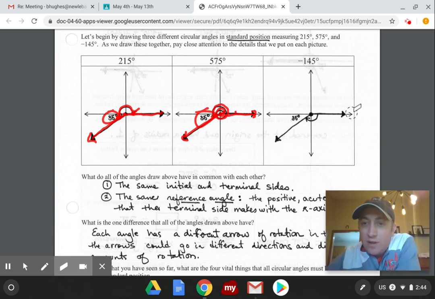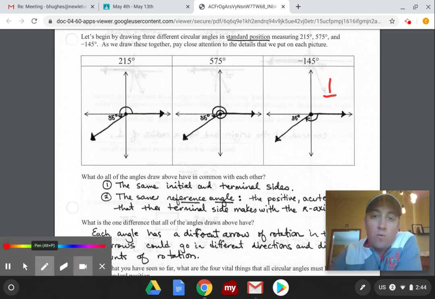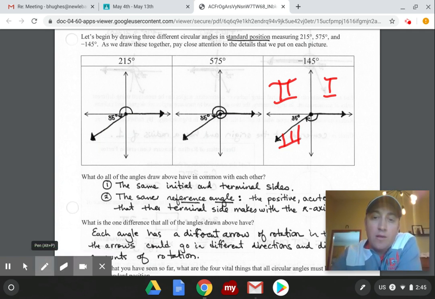So one of the things that you guys are going to have to do is be able to draw your angles in the correct spot. Another thing that we need to go over real quick is the quadrants. So the top right, I have quadrant 1, quadrant 2, there's 3, and there's 4.